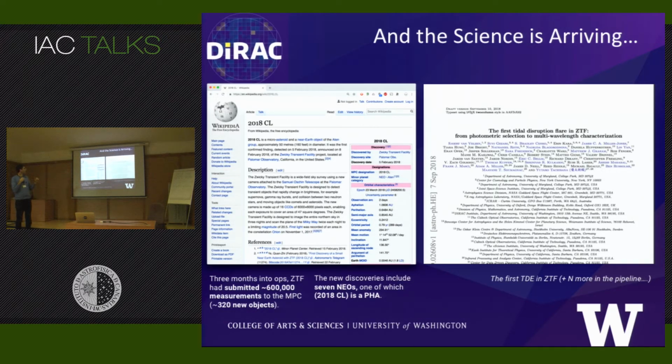On the left side is a discovery of a potentially hazardous asteroid. These are objects that come uncomfortably close to Earth and can potentially collide over the next couple of millennia. And then on the right side, we have the first tidal disruption flare in ZTF. And ZTF actually has many more in the pipeline, but I'm not allowed to say how many until they're actually published. Turns out this is a very competitive field.